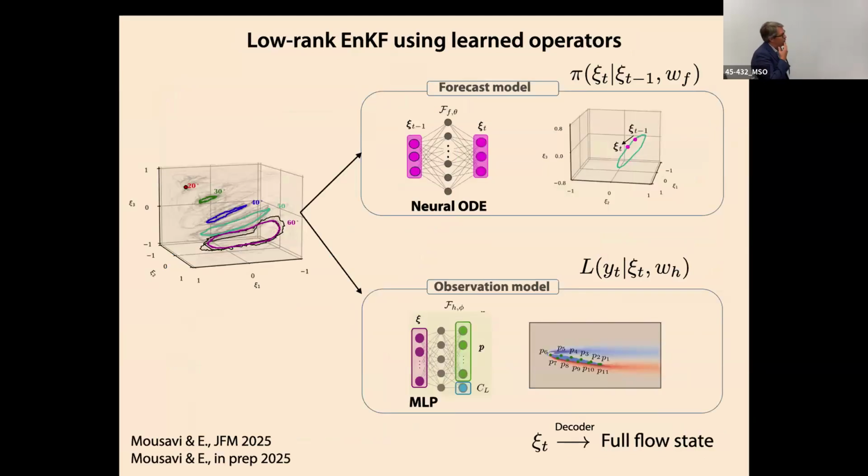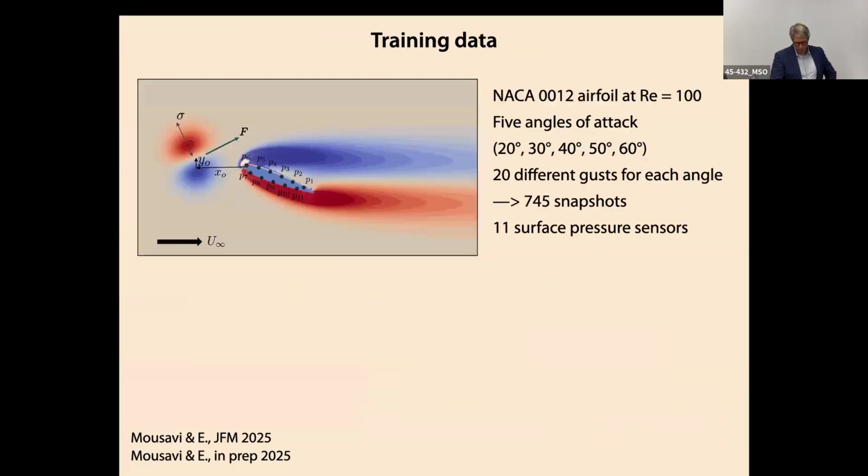Okay, so as I mentioned, we need 2 ingredients for our filtering. One is a forecast model. The forecast model will take the previous latent state and predict what the next latent state is, all right? And then the observation operator will take that latent state and predict the pressure, and the lift as well, but pressure is the more important one. And so those are the two ingredients I need for a filtering architecture. Those become the elements of our ensemble Kalman filter, or low rank ensemble Kalman filter.